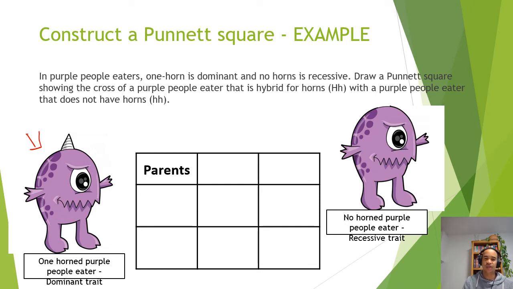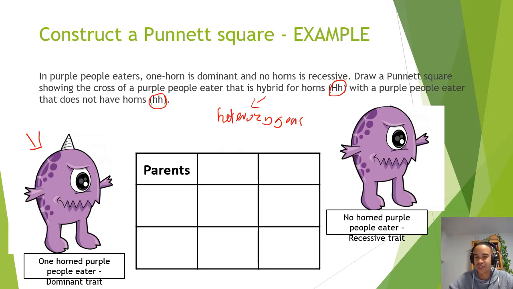So the first thing that we can look at before we go and try and do the cross is that it says we're using a purple people eater that is hybrid for horns. That's sort of another way of saying heterozygous. Okay, so that means it's got two different alleles, and luckily they've given us the genotype here. It's got the big dominant allele and the recessive allele. And this is crossed with a purple people eater that does not have horns. And again, because they've given us the genotype, we can see it's homozygous recessive. It has two copies, homo, two being the same, two copies of the same allele, the recessive allele.